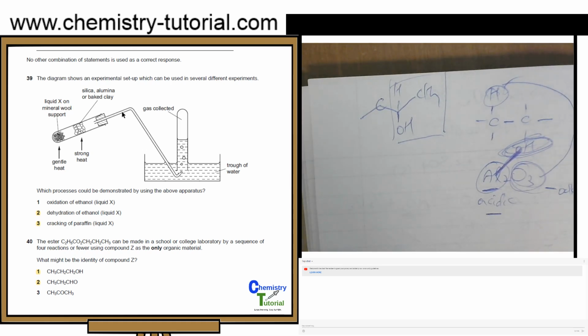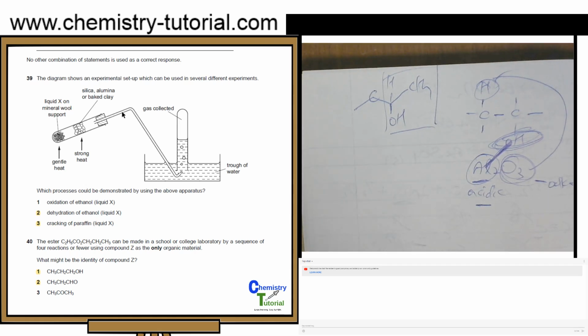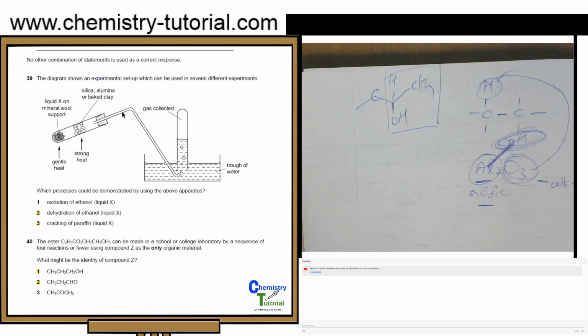Now, for option 3, cracking of paraffin. Paraffin is a hydrocarbon. In fact, it's an alkane. And we know that we can crack alkanes. We can either perform catalytic cracking or thermolytic cracking. In this case, we have catalytic cracking because the catalyst involved is our alumina or silica. So options 2 and 3 are both correct.